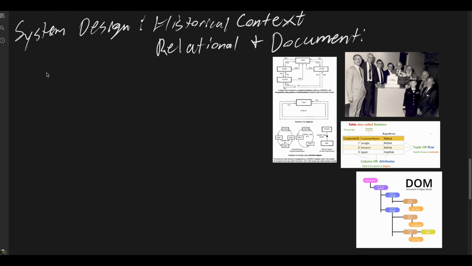Hello everyone, today we'll be going over the system design course. Today we'll be focusing on the historical context of relational and document models and databases. So, to be able to give a breakdown, we are going to be diving into the annals of database history, where we encounter a long-standing debate between the differences of relational versus document.